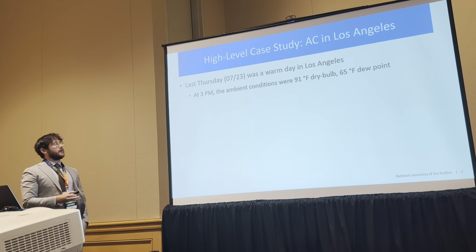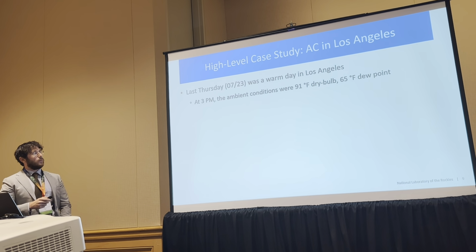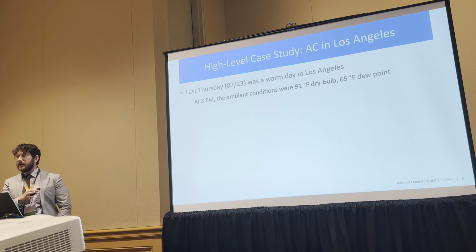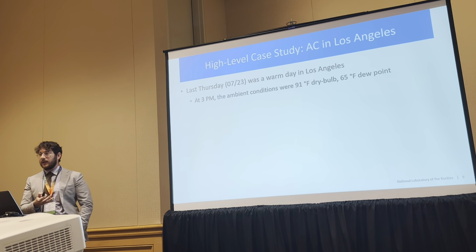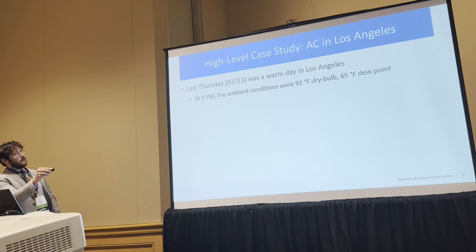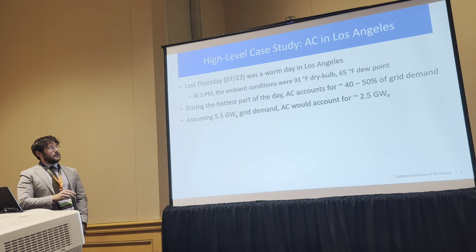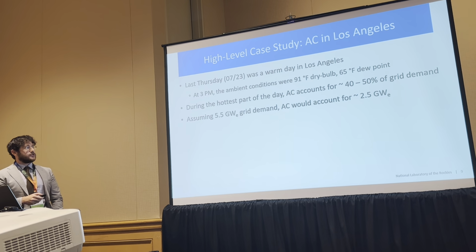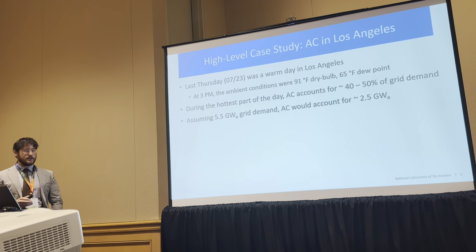So really quick before I conclude, I want to talk about a simple case study. So what I did is I looked at the weather data for LA last week. So Thursday was a pretty warm day in LA. The dry bulb was 91 degrees Fahrenheit, the dew point was 65. And during the hottest part of the day, AC accounts for about 40 to 50% of grid demand in Los Angeles, just based on prior data.